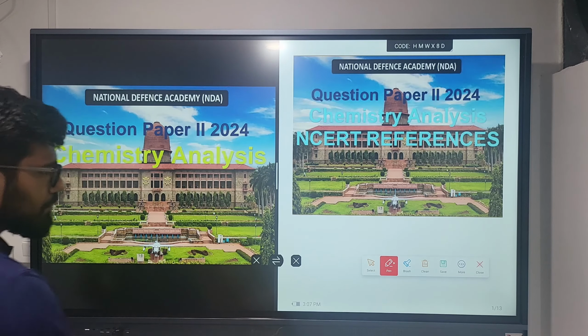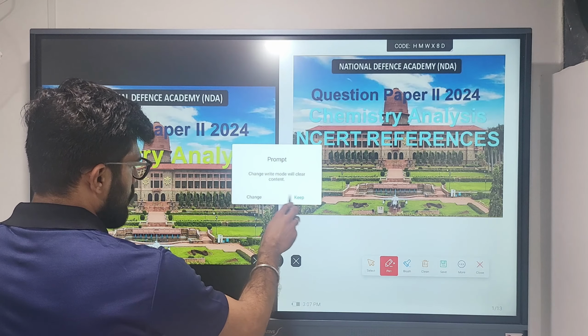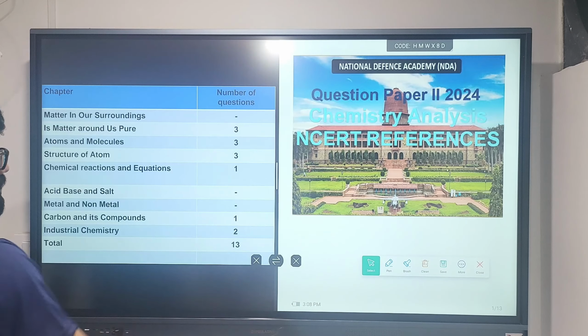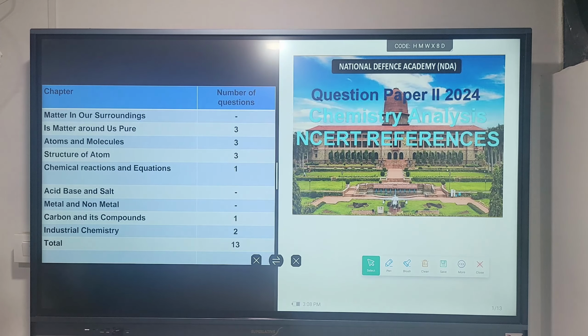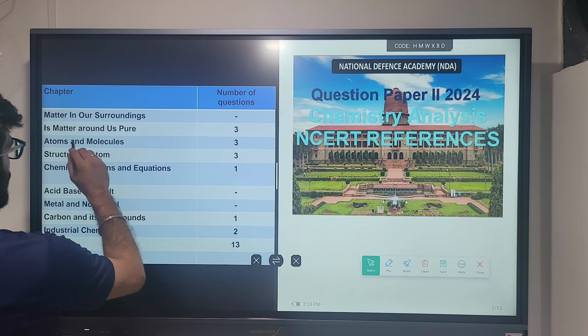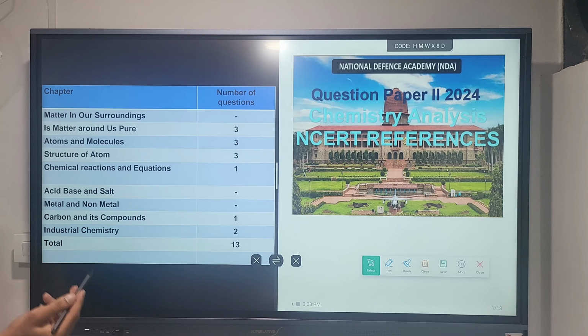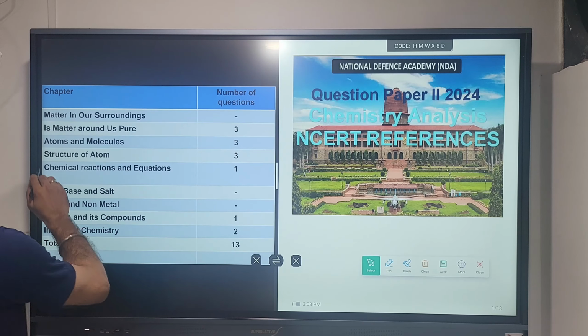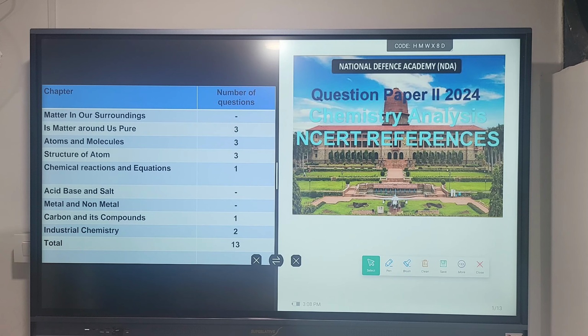So, see over here. These are the number of questions that came in the paper. 3 questions came from Matter Around Us Pure, which is a 9th class chapter. 3 questions came from Atoms and Molecules, again a 9th class chapter, and Structure of Atom, 3 questions. So 9 questions are coming only from the 9th section.